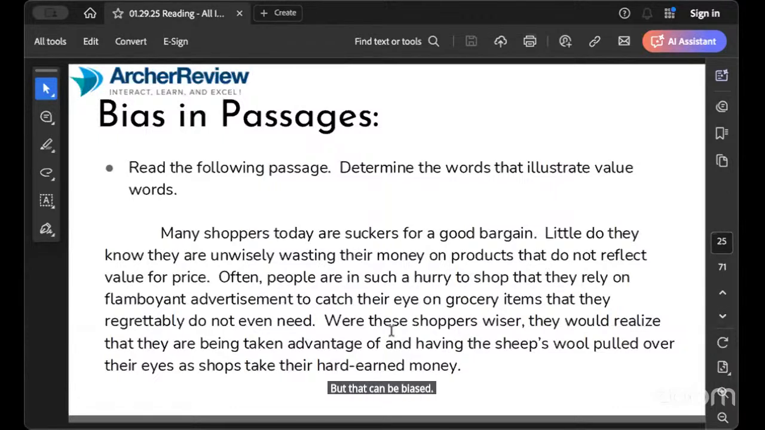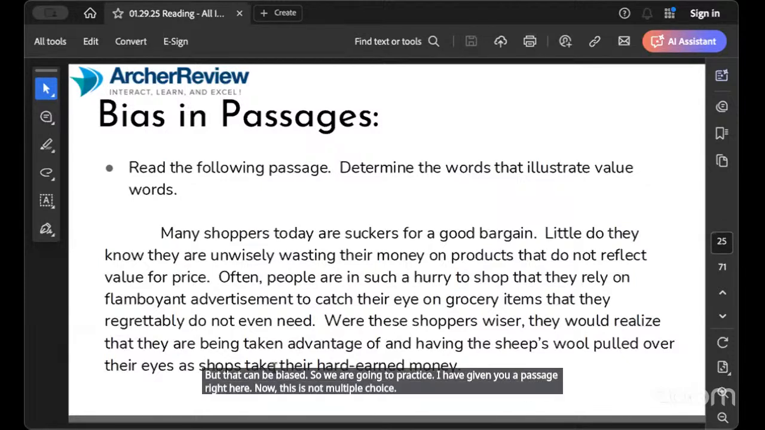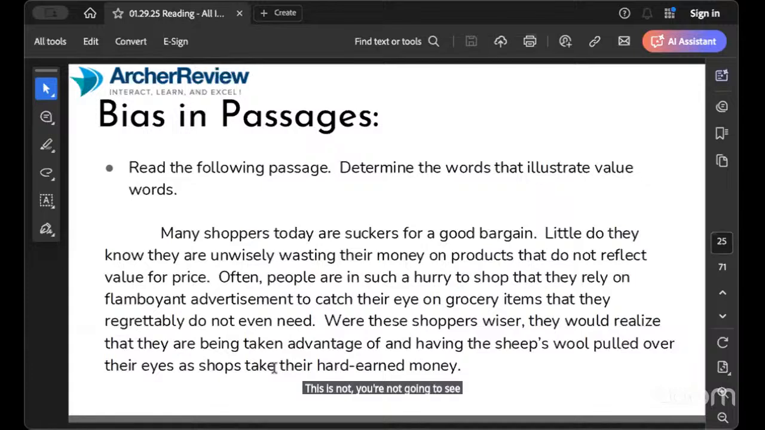So we are going to practice. I have given you a passage right here. Now, this is not multiple choice. You're not going to see something like this on the test, but this is just to build up your practice skills, okay? So just hang in there. There's a method to the madness.